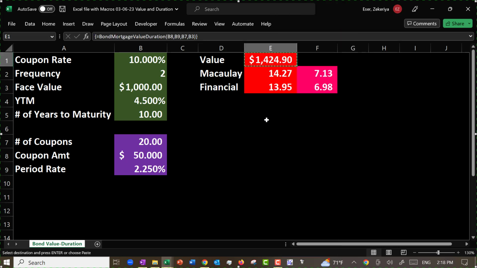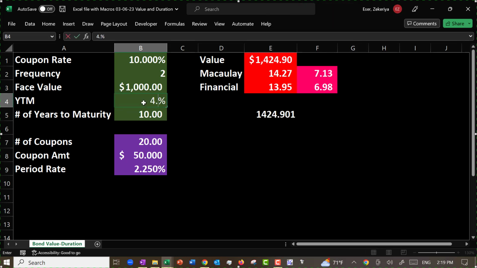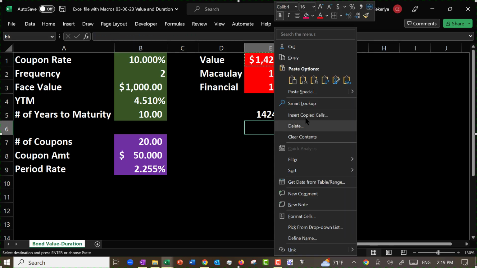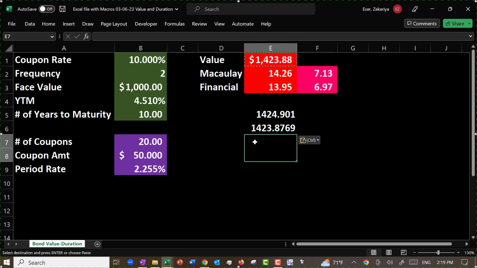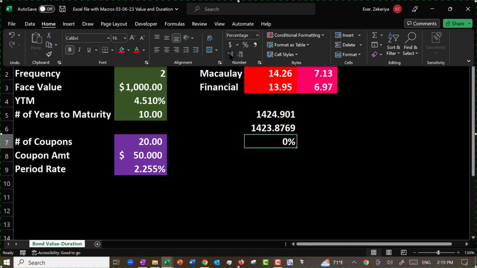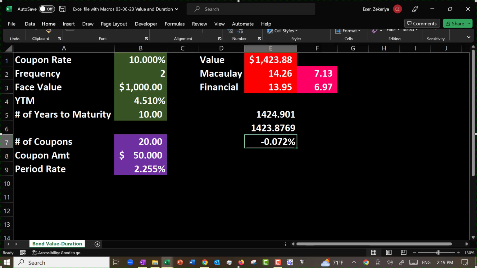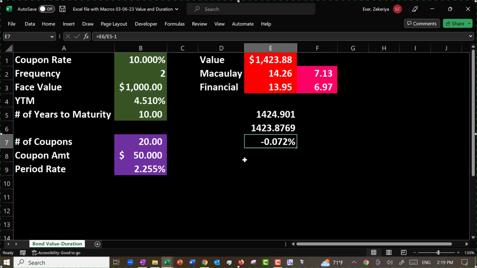And if you want to test that, copy, that's the base. Let's make that 4.51. New value divided by the old value minus 1. As you can see, they are not the same because that financial duration number we have is for an extremely small change. But it's kind of an indicator.